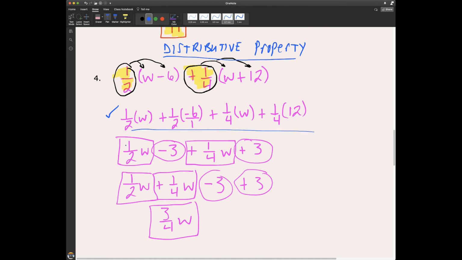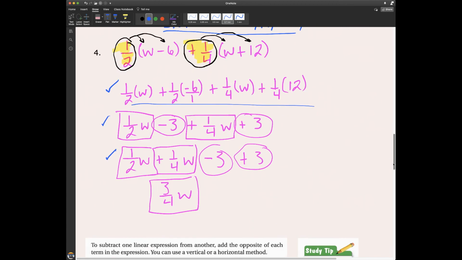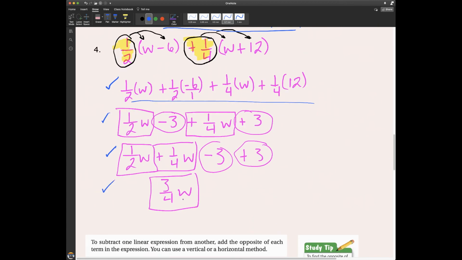Okay, and then I go ahead and kind of clean this up a little bit. 1/2 times negative 6 is negative 3. 1/4 times 12 is positive 3. So I go ahead and I identify like terms. Did I do that? Check. I put the like terms together, group them together, and then I simplify them and ask myself, are there parentheses? No. Are there like terms? No. Then this is in simplest form. All right. Good. Hopefully you're able to follow along with that.